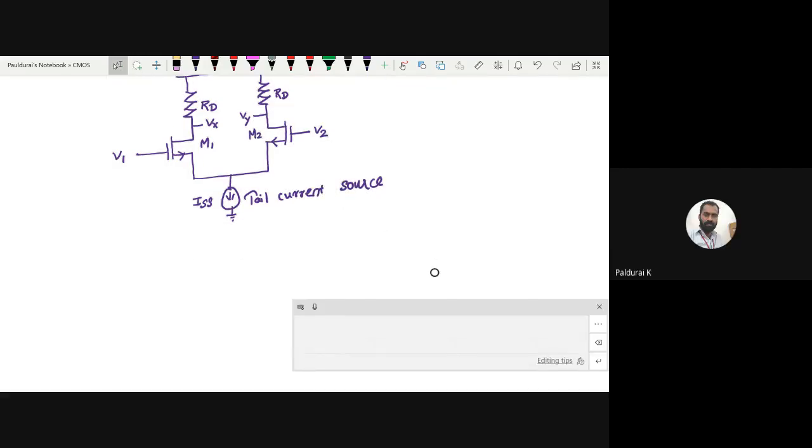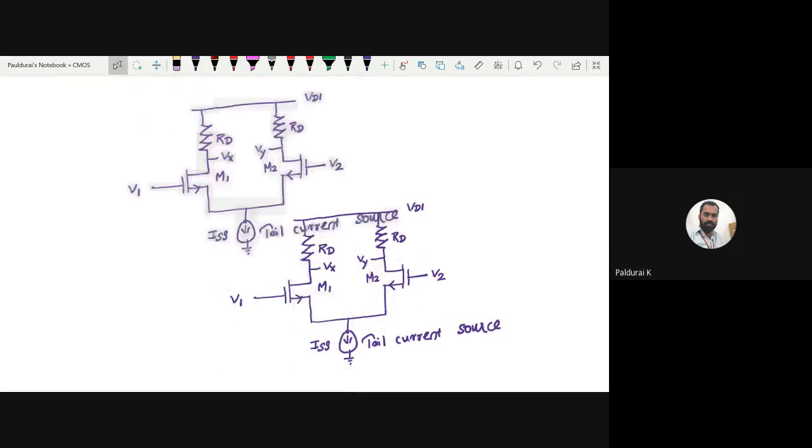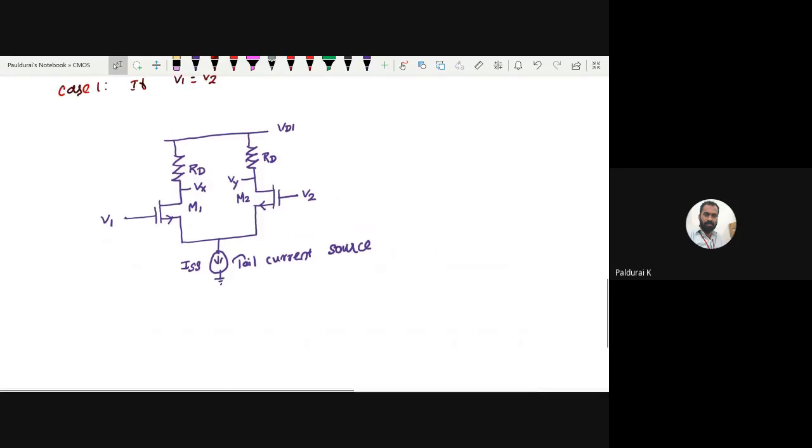No, sir. Let me do the same analysis here. Take case 1. If this guy is V1, I'm going to make a short circuit between V1 and V2. If V1 equal to V2, then what will happen? Since we discussed the same for the BJT differential pair, but anyhow, I want to repeat the same for better understanding. Now I'm going to apply a source. As I told earlier, this is called the common mode input level VCM in, which means V1 equals V2.